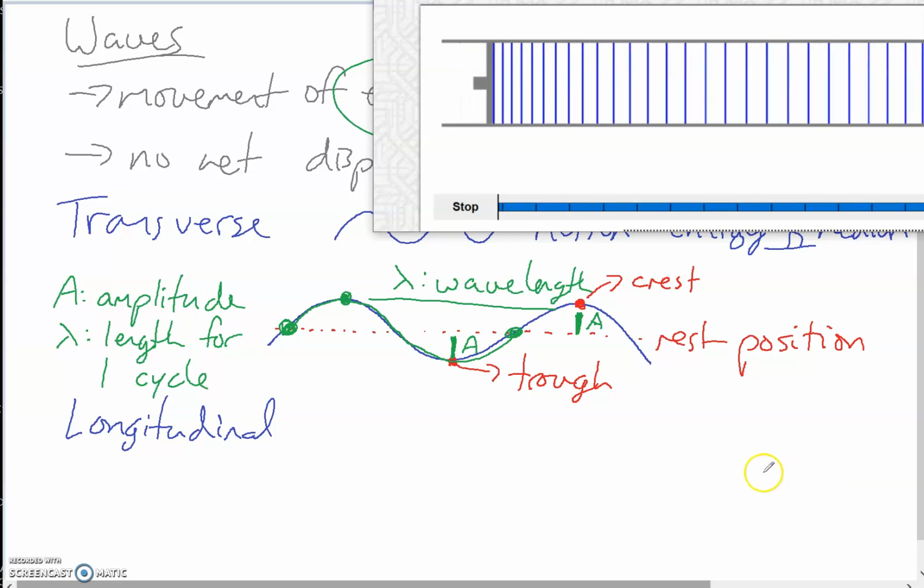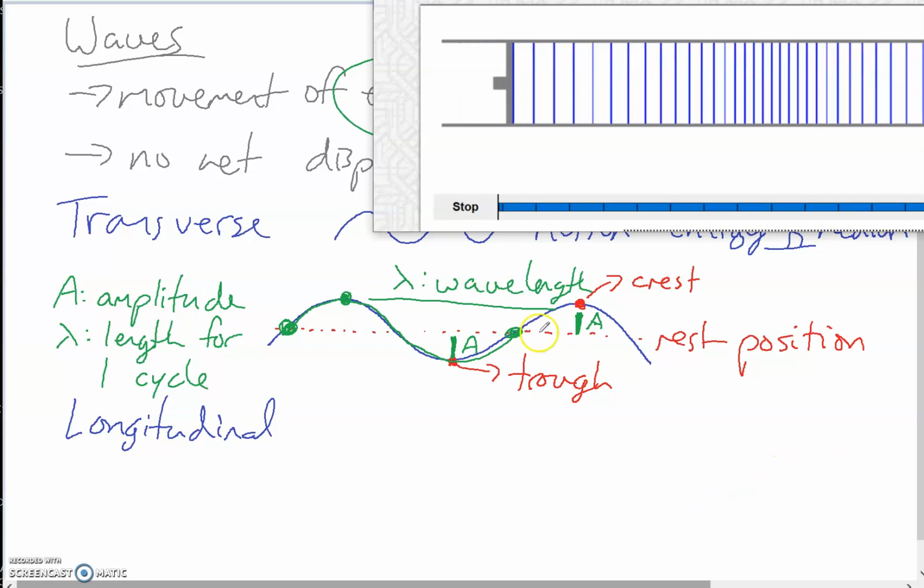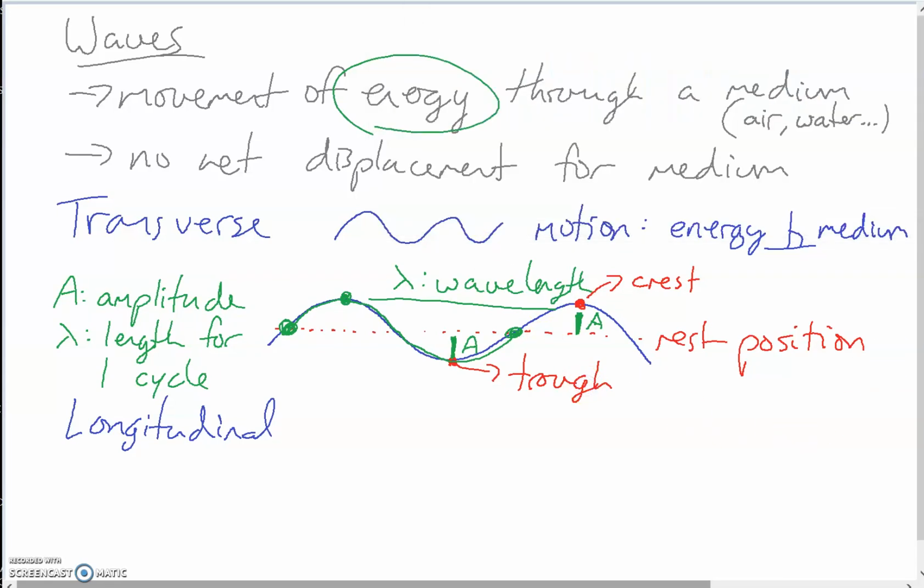Okay, so let's look at some of the properties and descriptions of a longitudinal wave. The motion is a little bit different. For a transverse wave, the energy and the medium motions are perpendicular. But if you look at a longitudinal wave, the energy was going sideways and the medium was going sideways. So the two are parallel to each other. The energy and the medium motions are parallel.